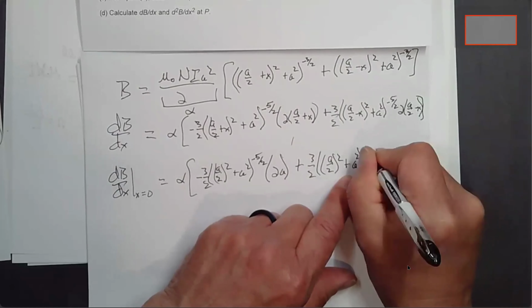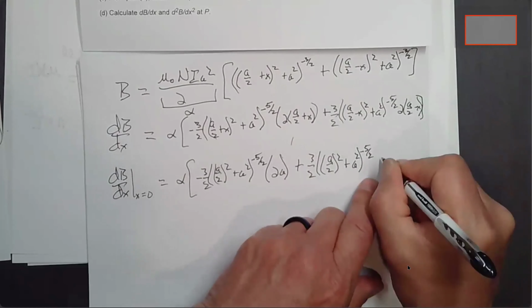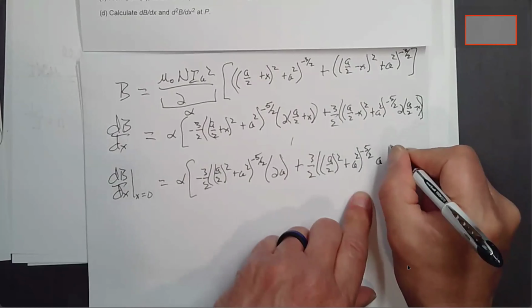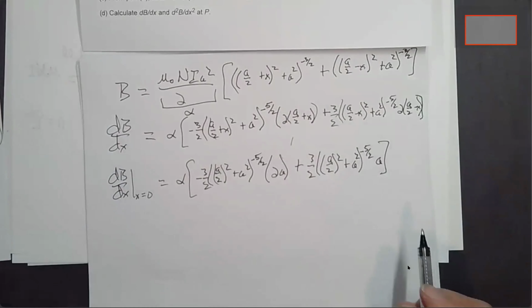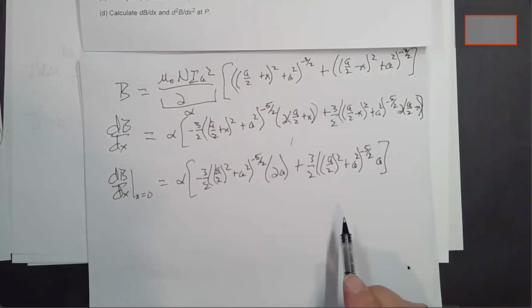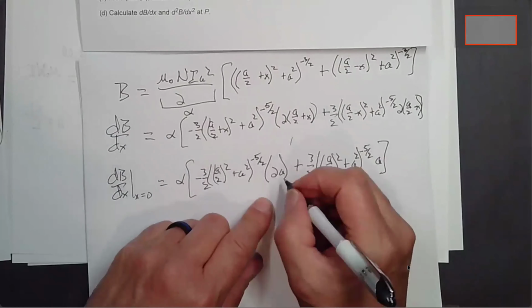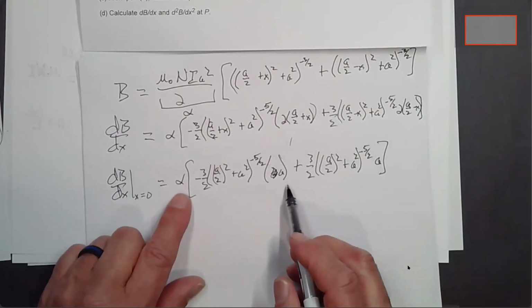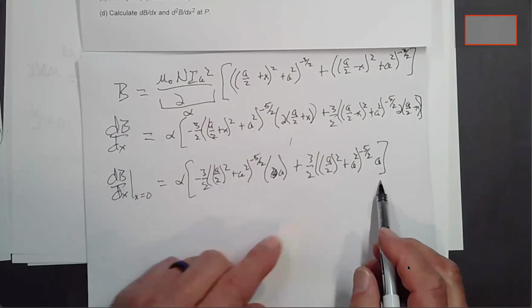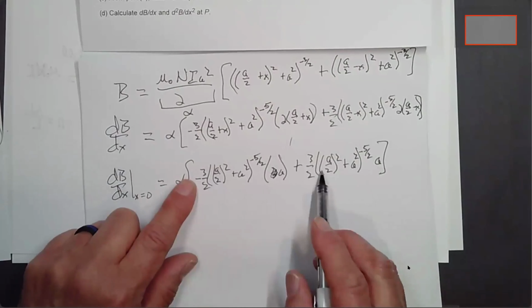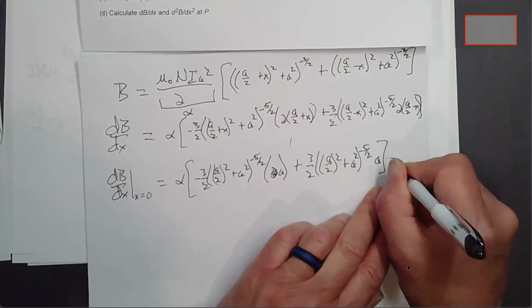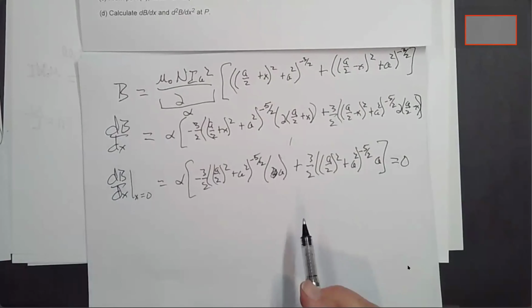And that's to the minus 5 halves. Then I'll be multiplying that by just a here. Oh, it's 2 times a over 2, which is just going to be a. So I've got this term and I've got this term, which are identical except for sign. It adds to 0.